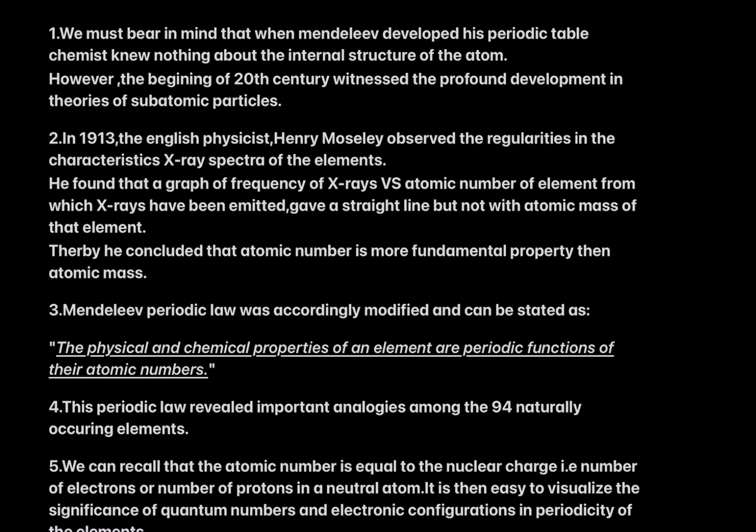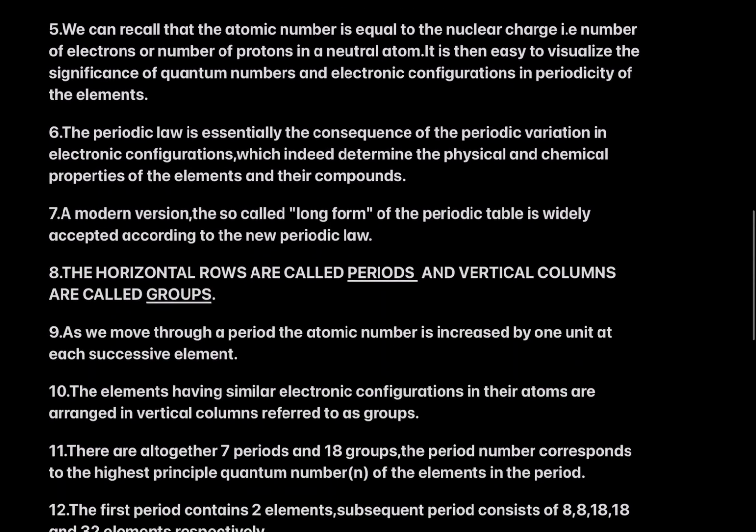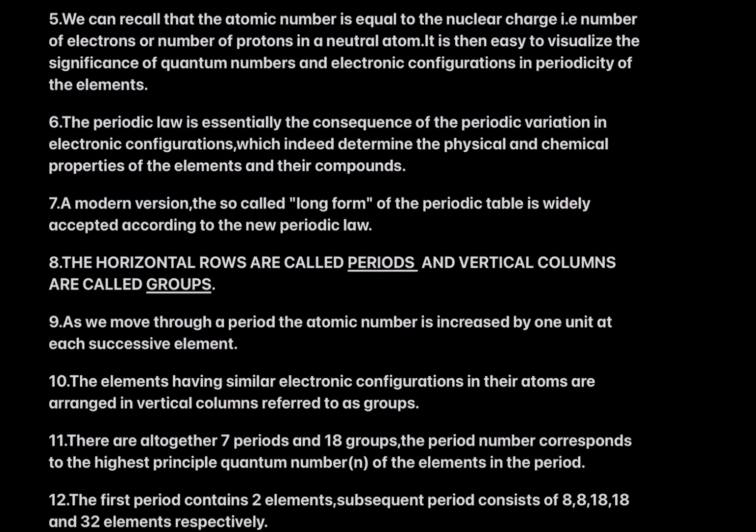Now let's come to the fifth point. We can recall that atomic number is equal to the nuclear charge, that is the number of protons, or the number of electrons in a neutral atom. It is then easy to visualize the significance of quantum numbers and electronic configurations in the periodicity of the elements. So the periodicity was actually dependent upon the electronic configurations, the quantum numbers, the atomic numbers, but not on the atomic masses.